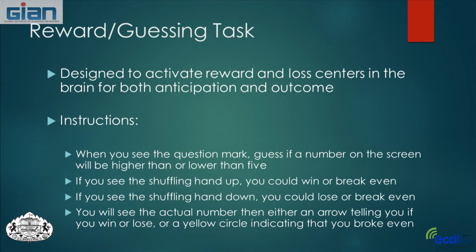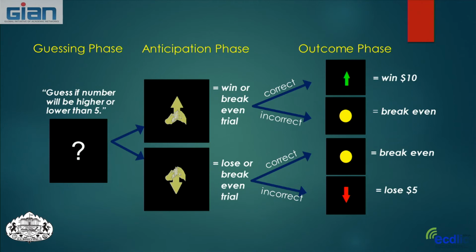An up arrow of green means you win. A down arrow of red means you lose. And the yellow circle means that you broke even, that you didn't win or lose. I tried to animate this, but it just turned into a giant mess, and I didn't know what was coming or going. So I just did it like this instead.